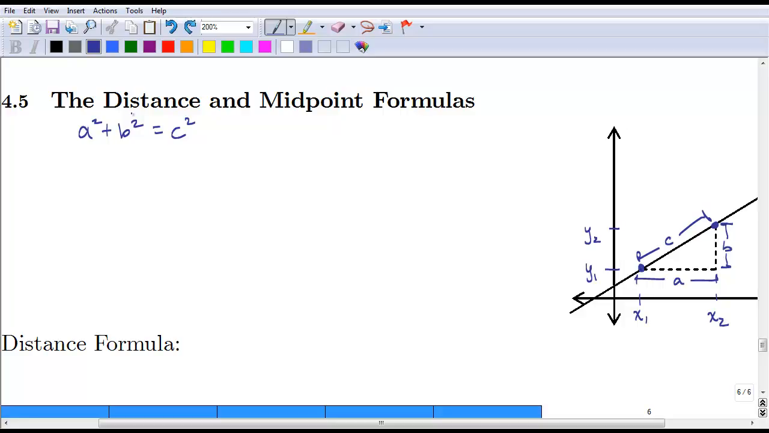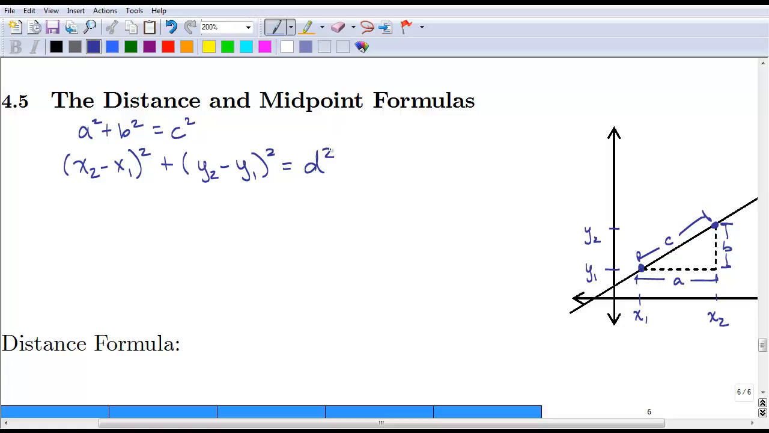A is really the distance from x1 to x2, so we substitute that in. We say x2 minus x1, and since it was squared, we need to square it. Plus b, as you can see, is the distance from y1 to y2. So this is going to be y2 minus y1, and we are going to square it because that's part of the Pythagorean theorem. And then I'm going to change this to d because we're trying to find the distance. Call that d squared.